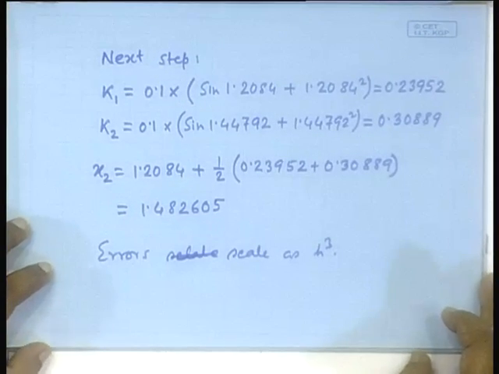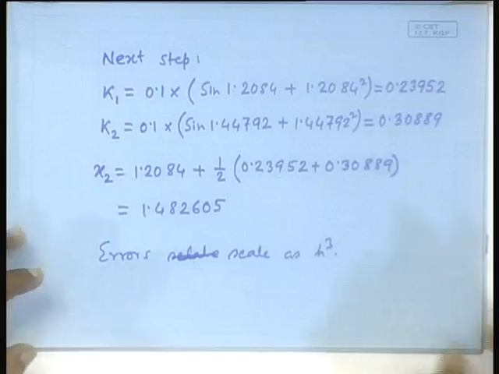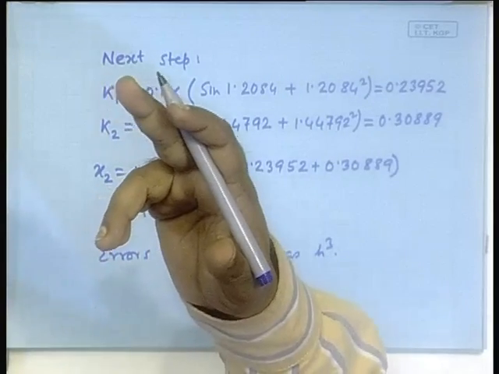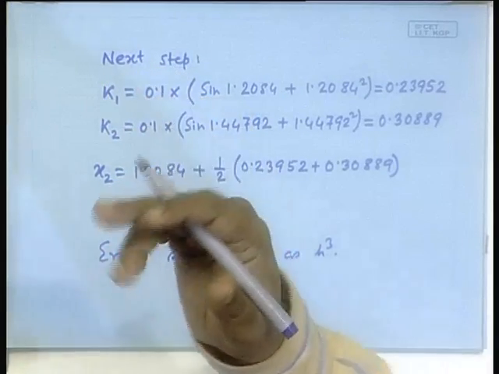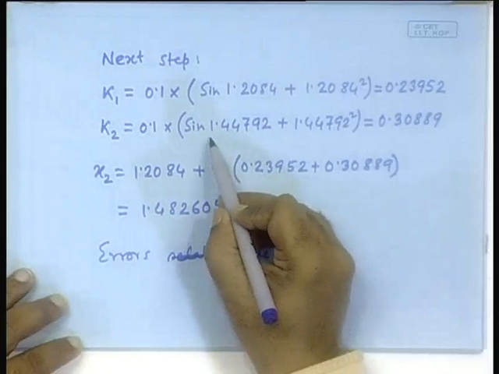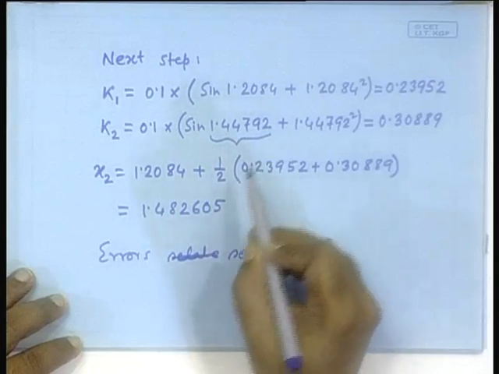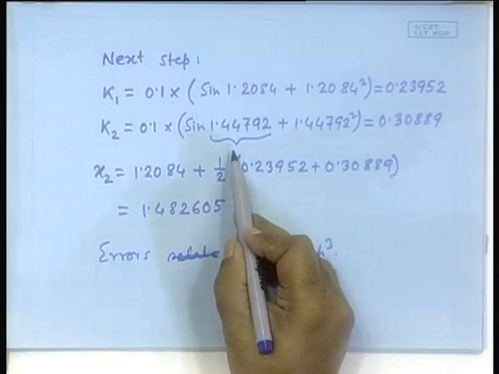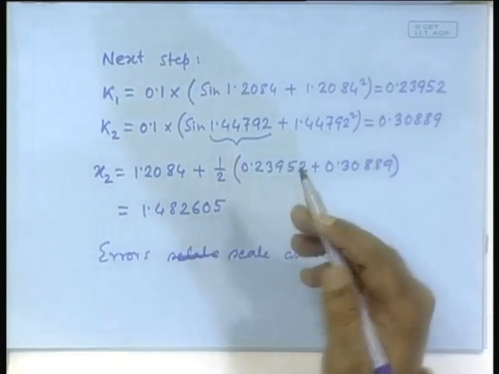Fine. So, you have learned the trapezoidal rule also. In the last part, from where did we substitute the value 1.44792? Where did we get it from? Yes, x1 plus k1. So, if you do that, you get this.